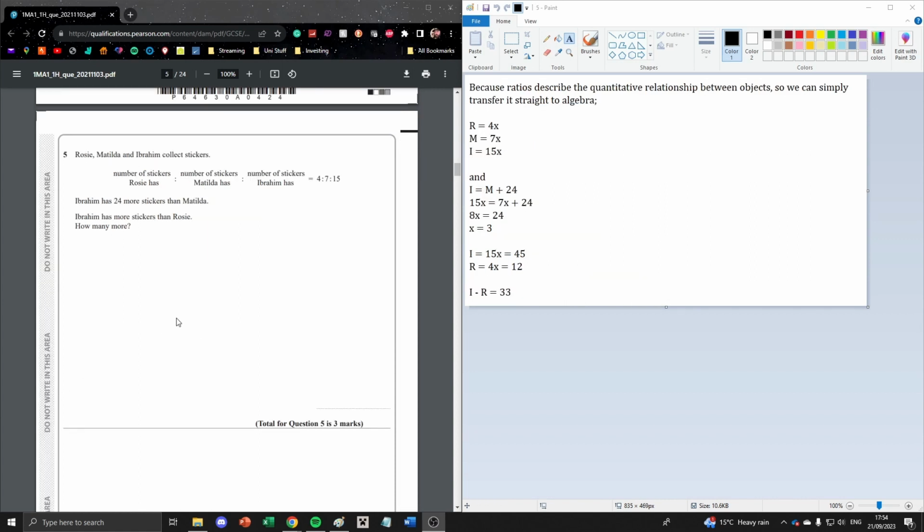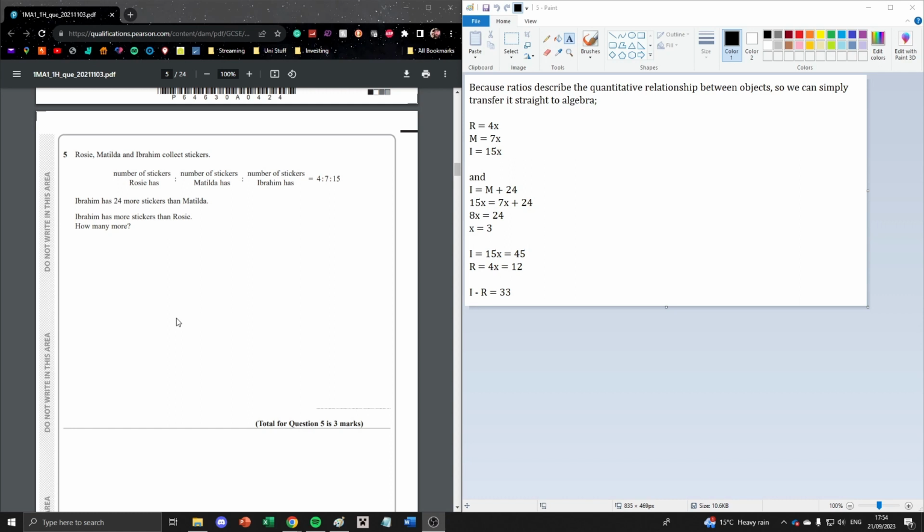Question 5 is a ratio question, and we're told that Rosie, Matilda and Ibrahim collect stickers, and the ratio, obviously, with the number of stickers, Rosie to Matilda to Ibrahim is 4 to 7 to 15. And then we're told that Ibrahim has 24 more stickers than Matilda. And finally, we're asked how many more stickers does Ibrahim have than Rosie.